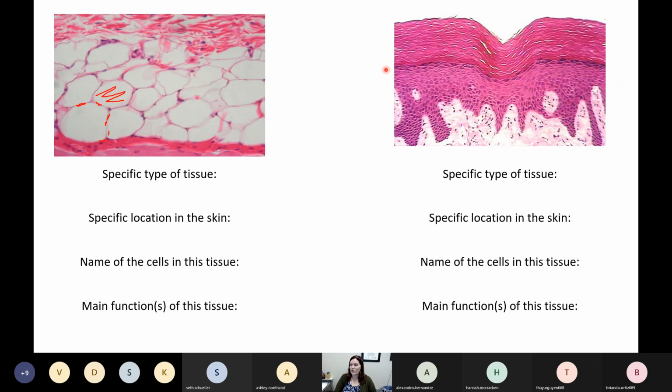When I look at this type of tissue, which of those 4 main types are we seeing there? Epithelial, connective, muscle, or nervous? What do we think? Yeah, several of us are chiming in. This is an example of epithelial tissue.